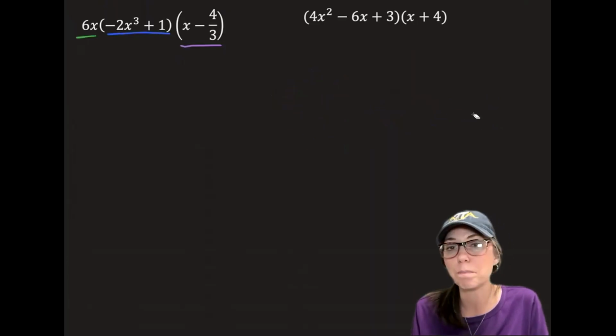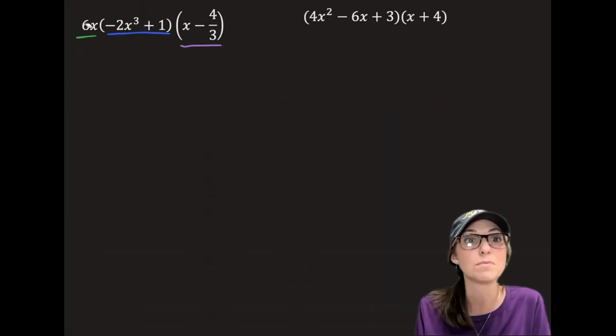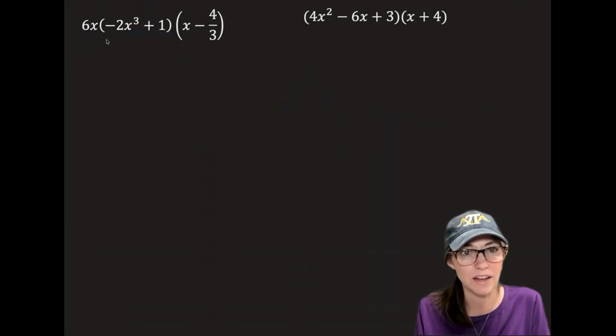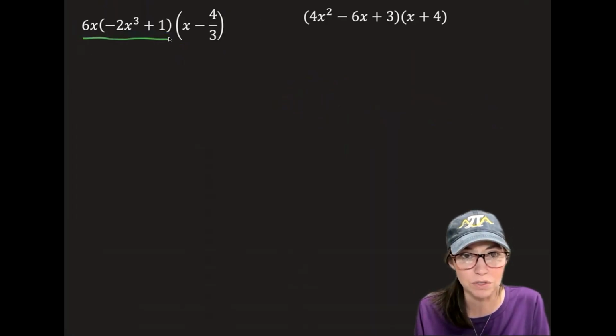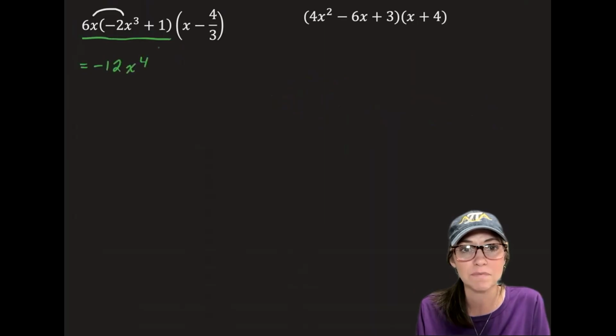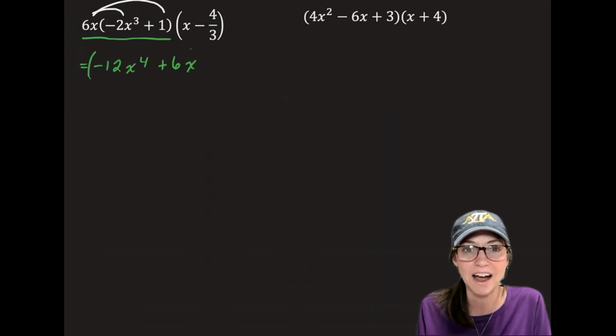But anyways, the point is you pick any two you want to multiply together and then multiply your result with the thing that you didn't multiply the first time. I think the easiest way here would be to just start with the first two. So let's group those together and multiply them up. So 6x times negative 2x cubed will be negative 12x to the fourth. 6x times 1 is positive 6x. Now I need to add parentheses around that because that entire factor is being multiplied by this other x minus 4/3.